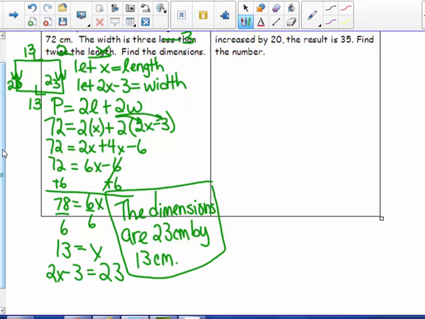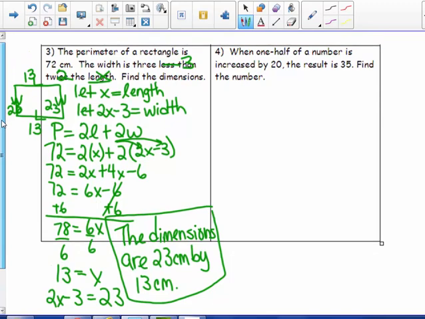On number 4, one half of a number is increased by 20. The result is 35. Find the number. Oh, I'm only finding one thing here. One let statement. Let x equal number. I use the hashtag symbol there, which is really the number symbol. Those tweeters now using the hashtag.